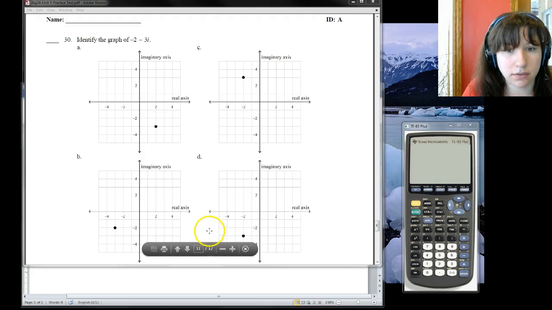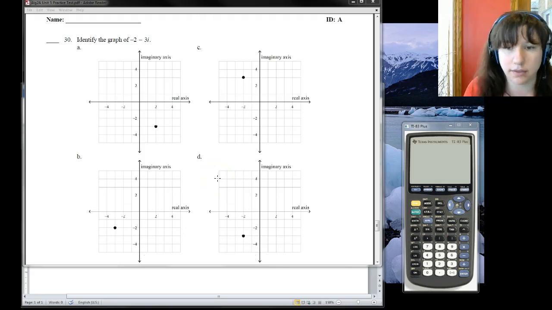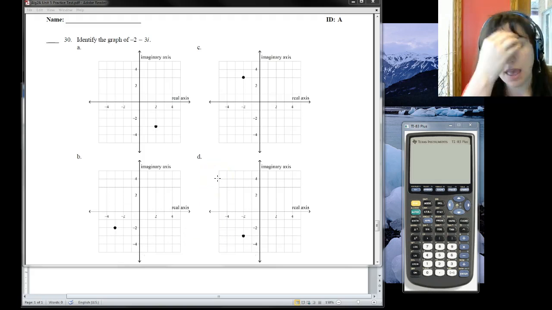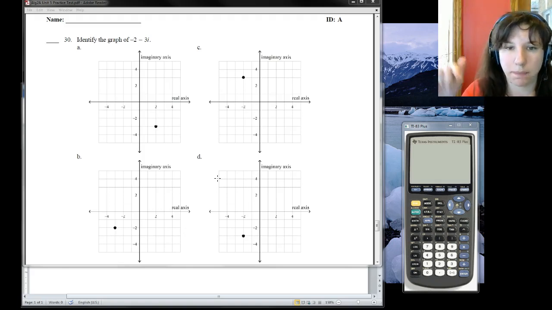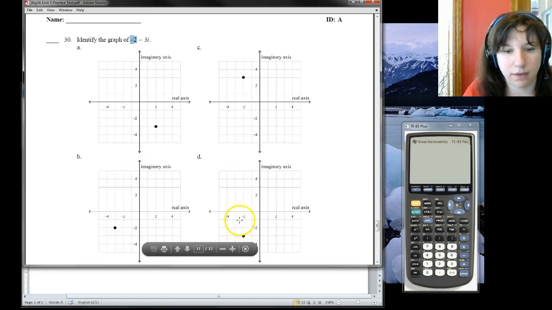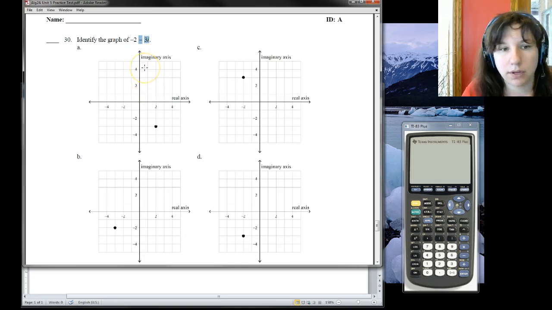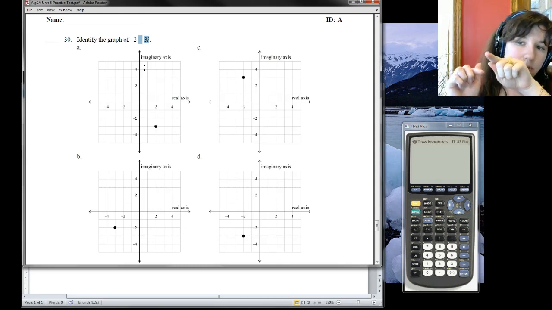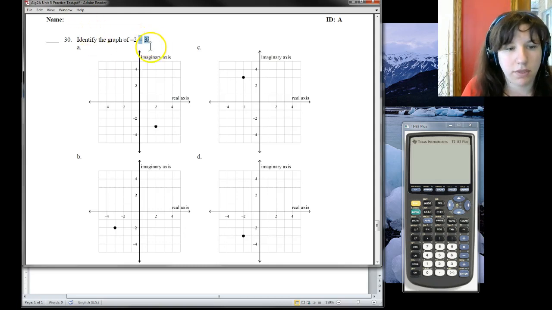Your real axis is going to be the x-axis, so going across, and then your imaginary number is going to go up and down. So I've got a -2, that's my real number, so it's got to go over here at -2. It'll be somewhere on this line for the -2. And then my imaginary number is a -3. So what I'm doing is going to -2 on the x, and then down to -3 for the imaginary.